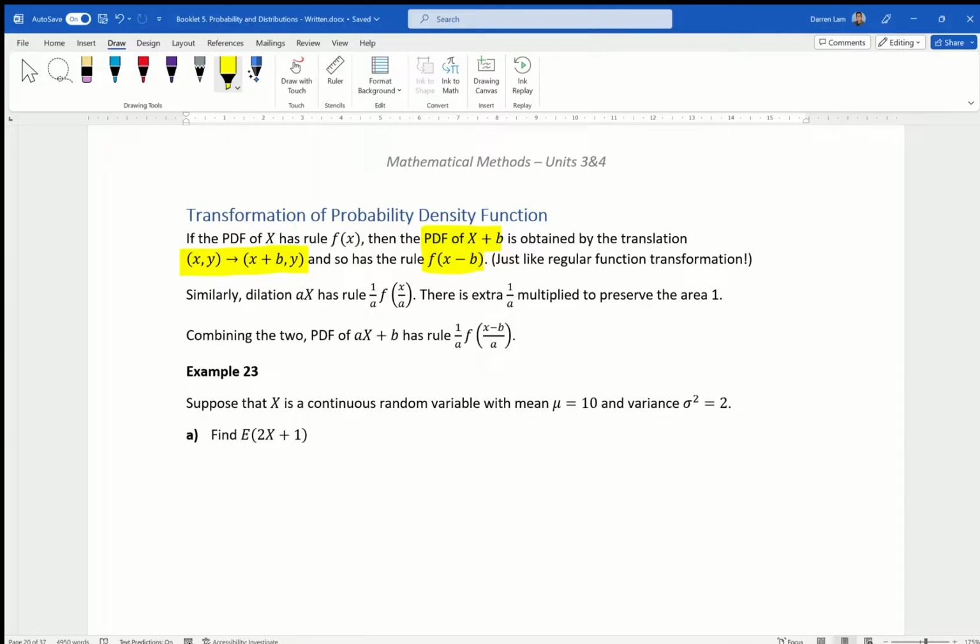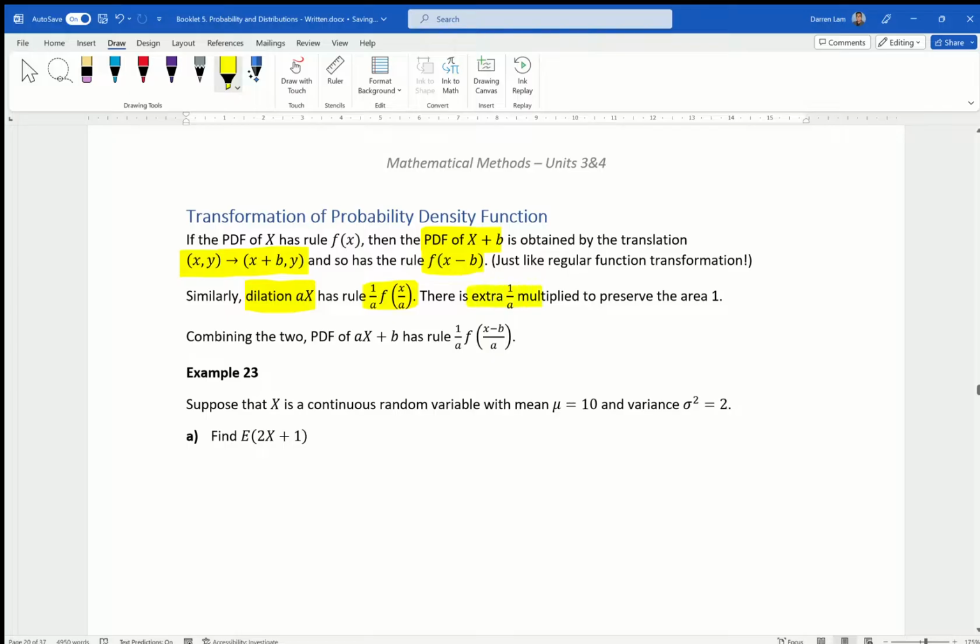Alright, moving on, of course, the same idea is if we have a dilation of ax, we have this rule here, 1 over a, f of x over a. That depends on the area, but we still have to note this section here. The extra 1 over a is multiplied to preserve an area of 1. Remembering that the area under the graph needs to be 1, otherwise it's not a probability density function. Combining the two, of course, you have this rule right here. ax plus b has the rule 1 over a, f of (x minus b) over a.